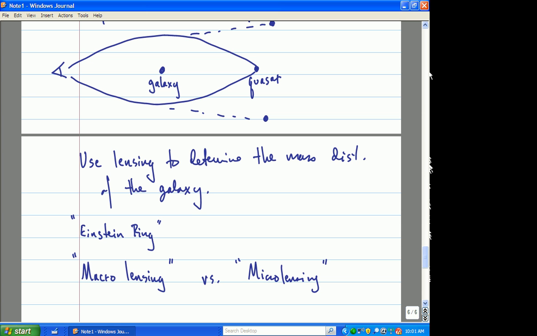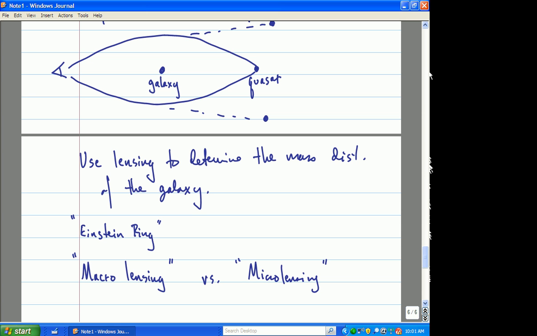Question? Why does it double? It will double because you have two images. But if it's symmetric, oh, yeah. No, I'm assuming that it's not quite. Yes. So when I say double, I'm being a little sloppy. So of course, it will depend.